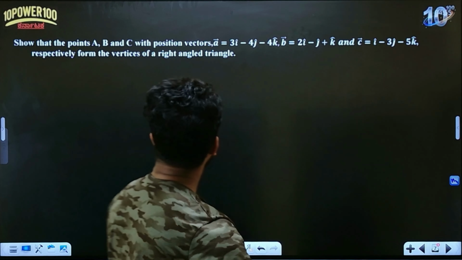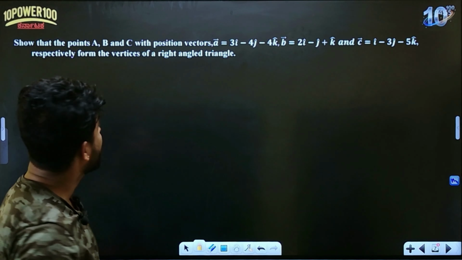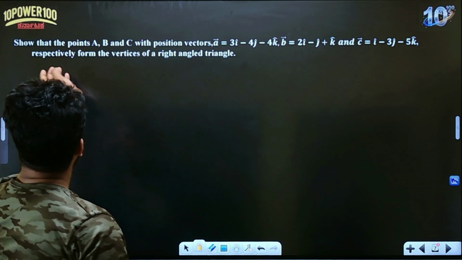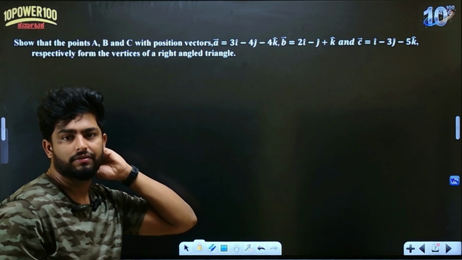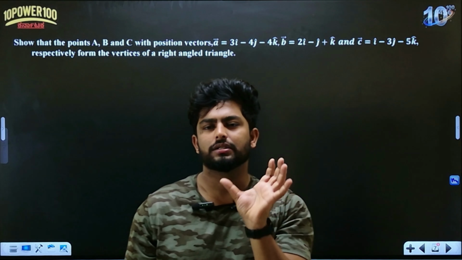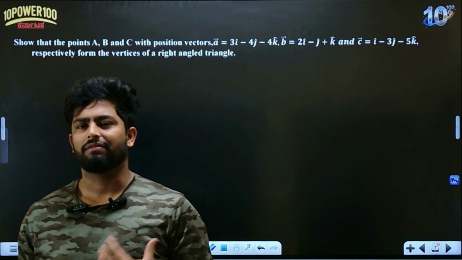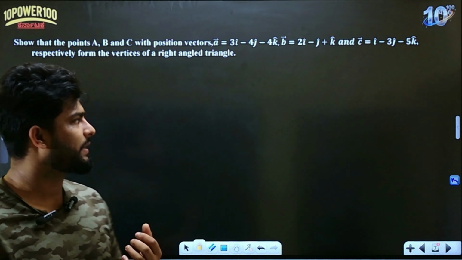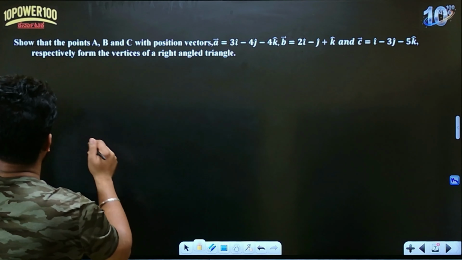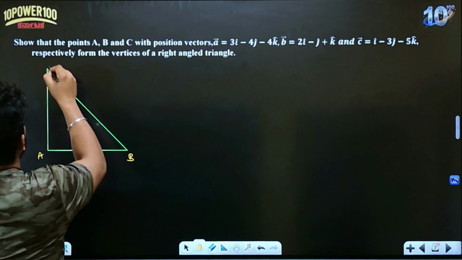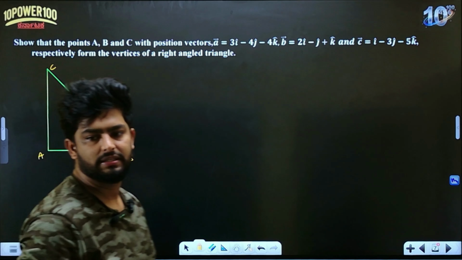Okay, next, show that the vectors a, b, c with the position vectors given respectively form the vertices of a right angle triangle. This is not given anywhere in the model paper, but I feel that this is a very important question, so just practice well. So now a right angle triangle, this is a, this is b and this is c. Okay, a b c we have taken.